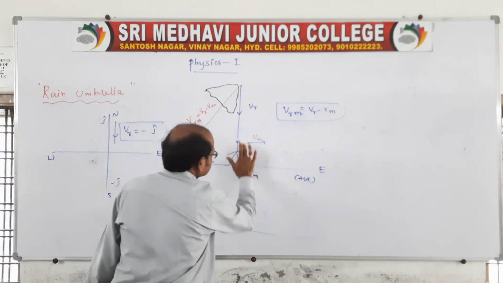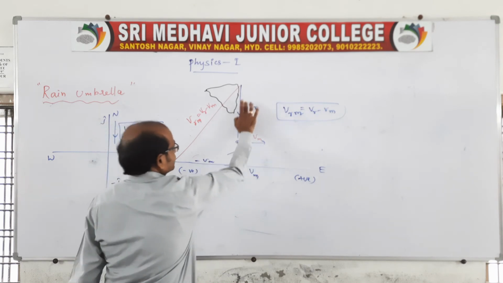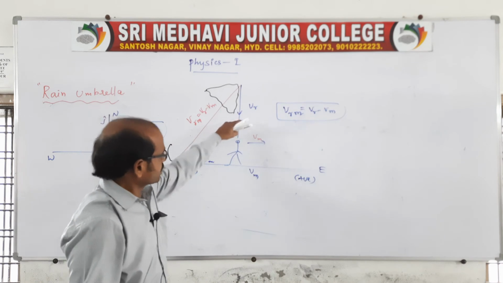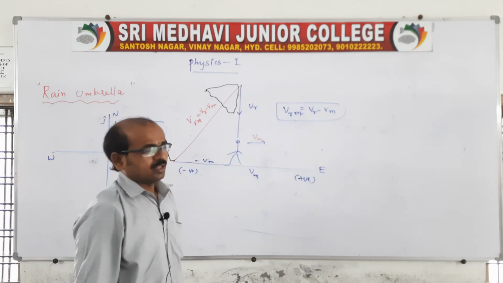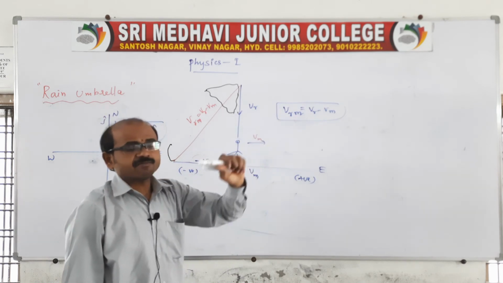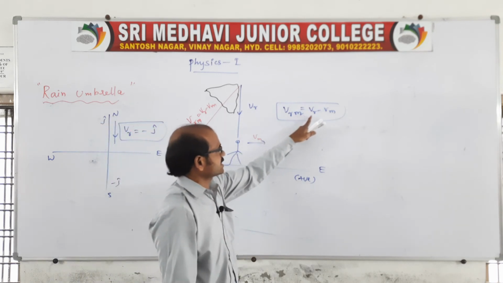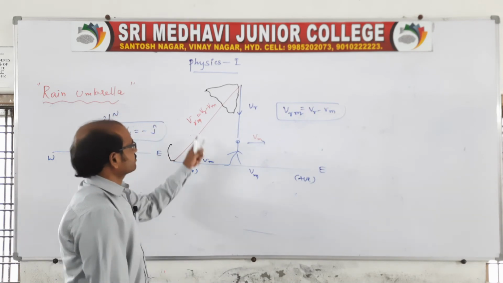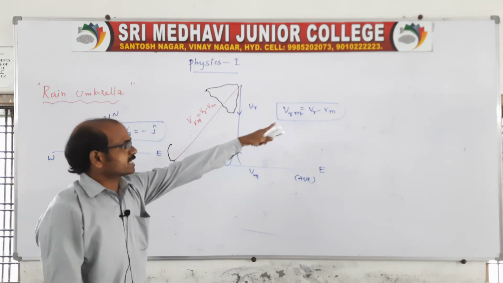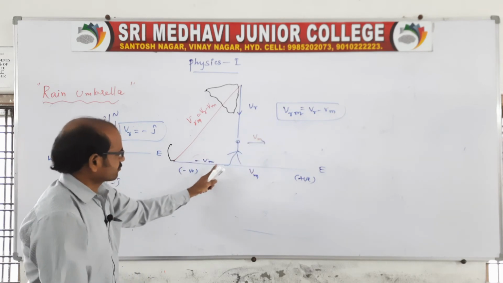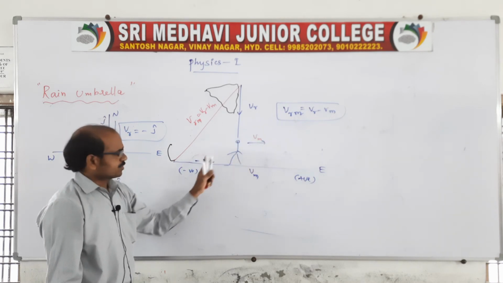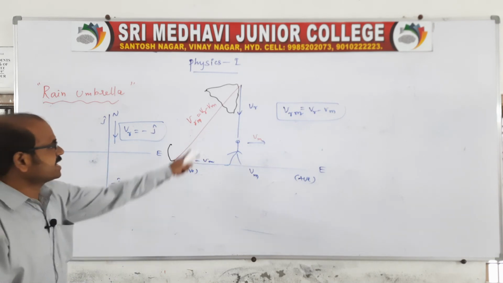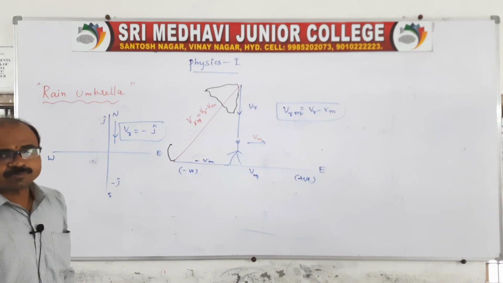So when the man is moving with a velocity and rain is falling with a velocity, the rain appears to him with a certain velocity, which we call the relative velocity of rain with respect to man. Therefore Vrm equals Vr minus Vm, so the umbrella should be in the direction of Vrm. According to the expression, minus Vm is opposite to the man. So this red line indicates the relative velocity of rain with respect to man.